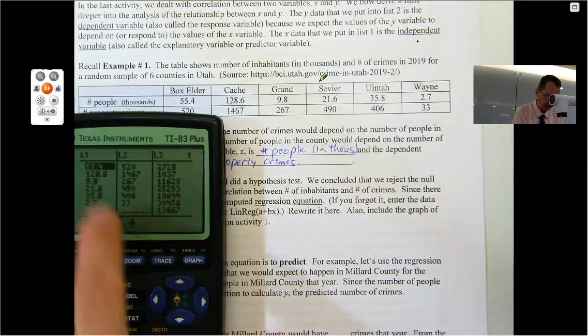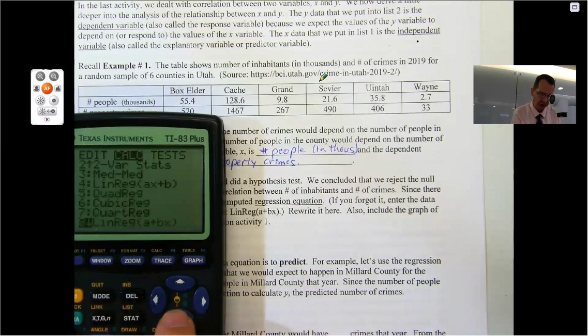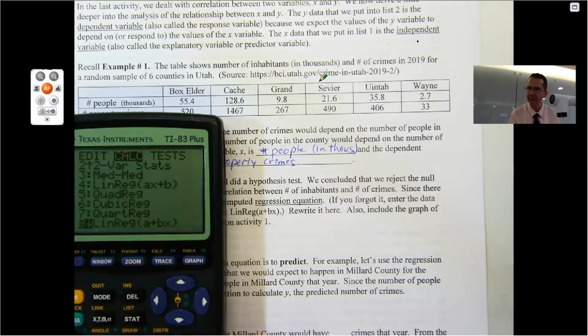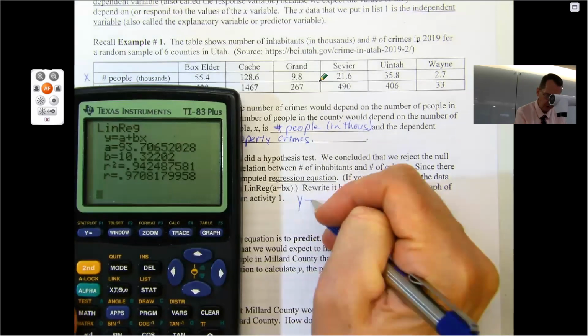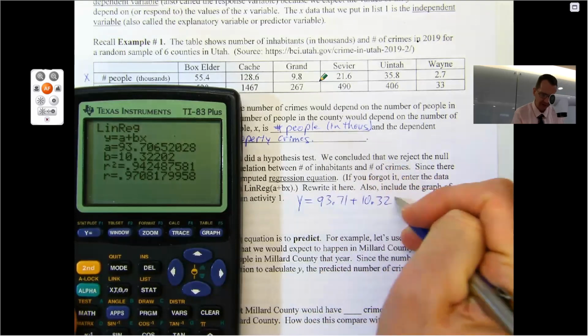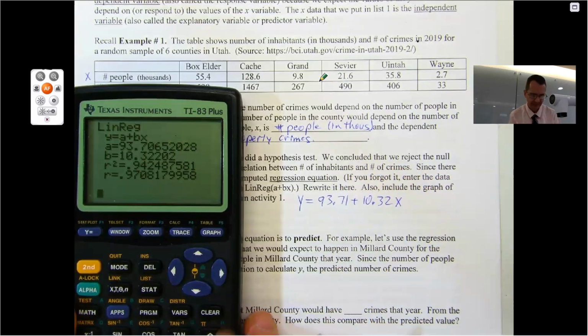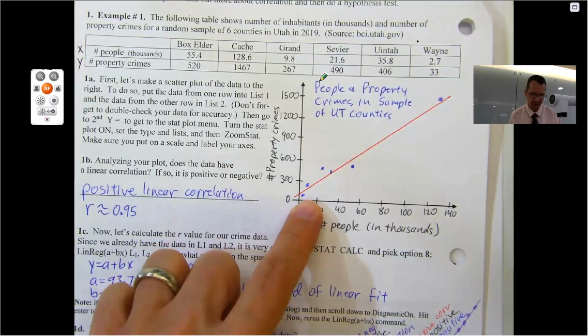So let's go ahead and find our regression equation. And remember that we found that regression equation by using option number 8, LinReg A plus BX on list 1 and list 2. And we found out that our regression equation is Y equals 93.71 plus 10.32X. Now, the big deal for using correlation and regression is if there is a pattern and we can find a line that follows that pattern fairly well, we can use it to make predictions.